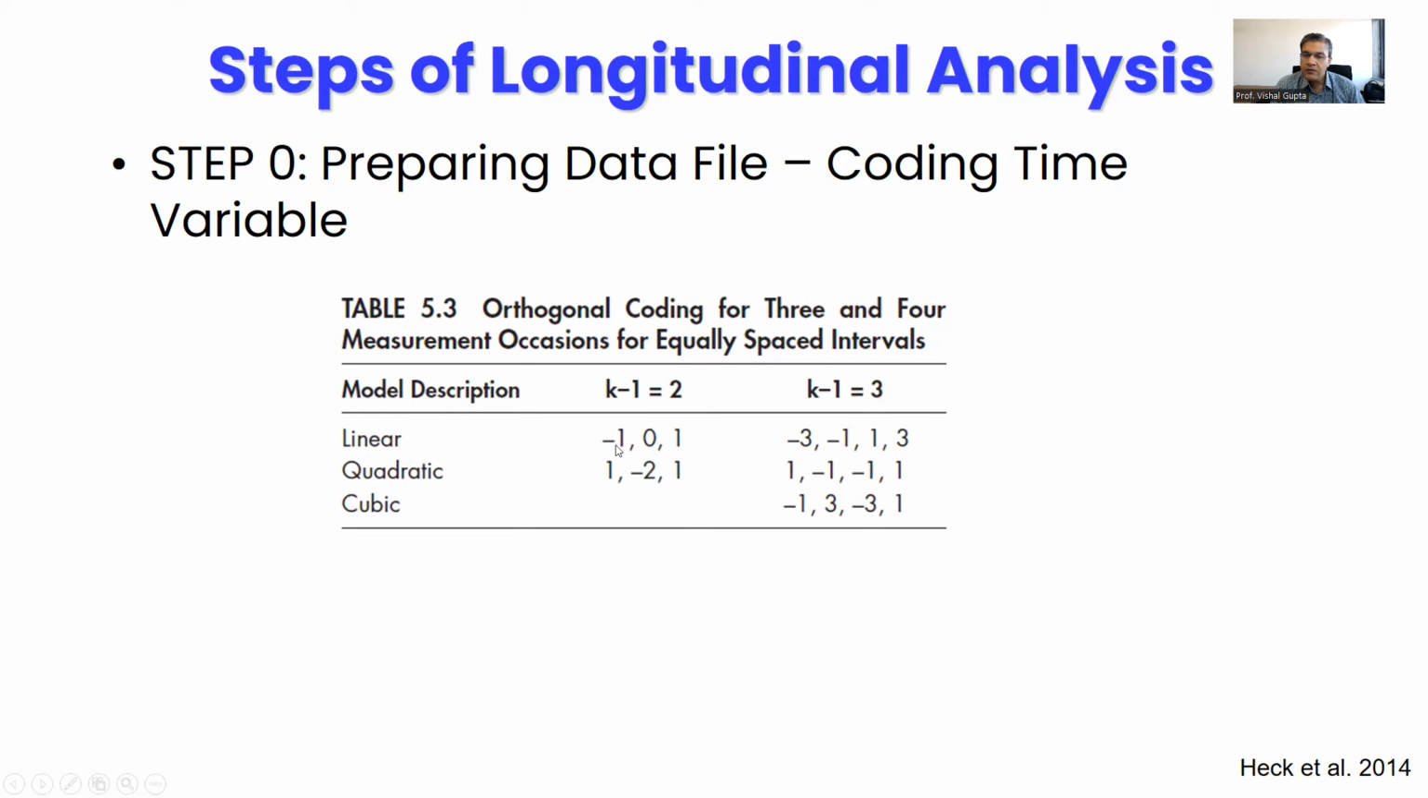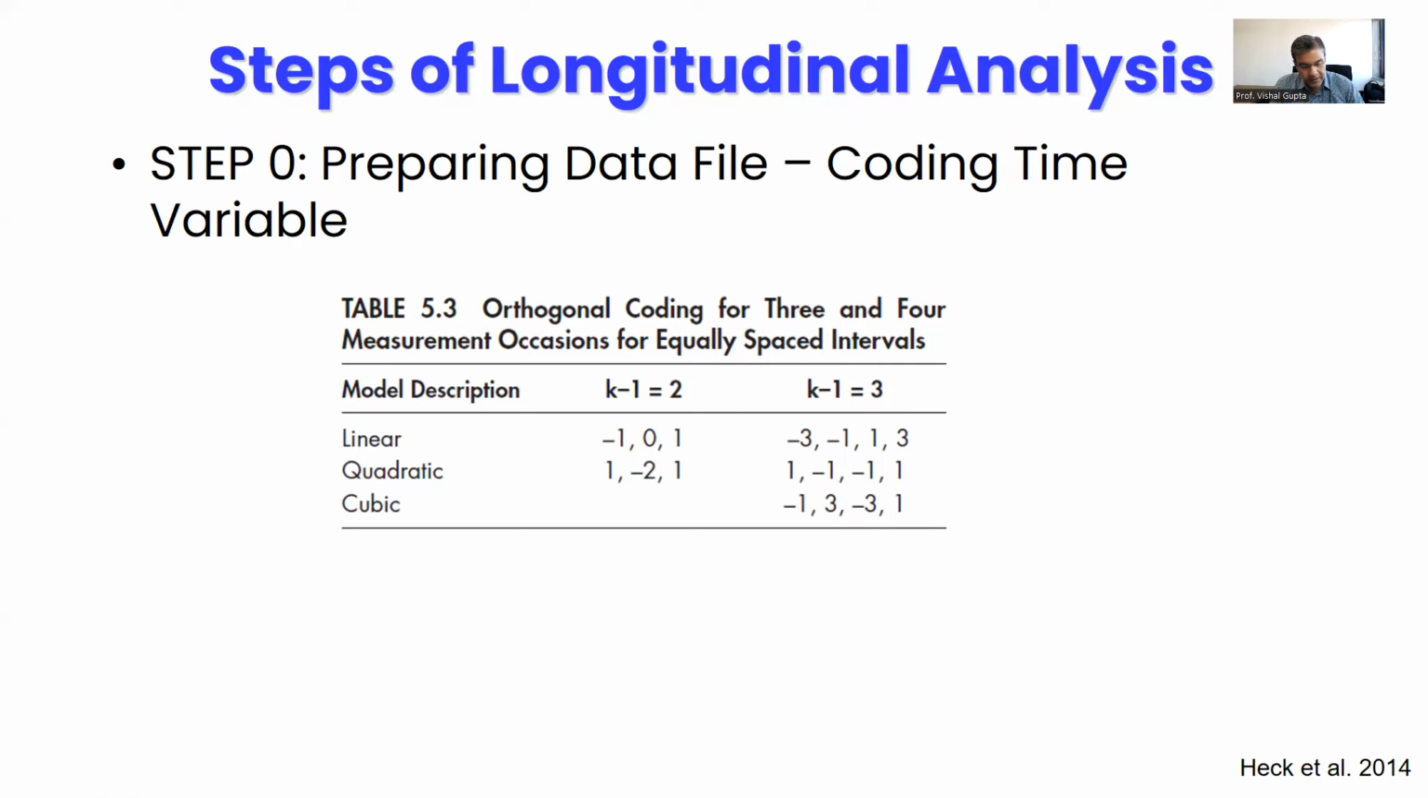So in SPSS, when we come to it, we will have to code it manually. 0 we will code as -1, 1 we will code as 0, and 2 we will code as 1. And for quadratic, we will code 0 as 1, 1 as -2, and 2 as 1, right?